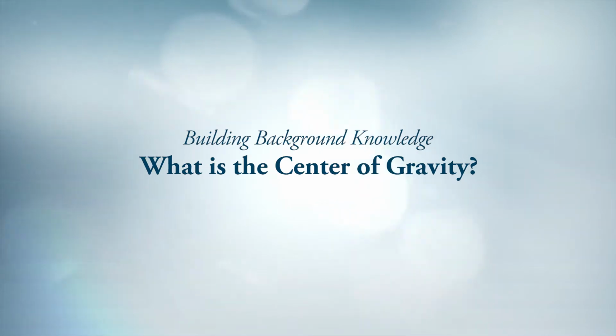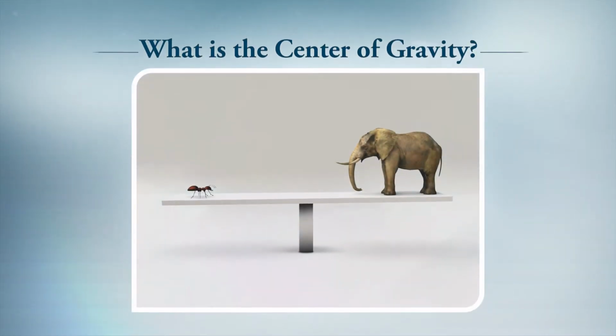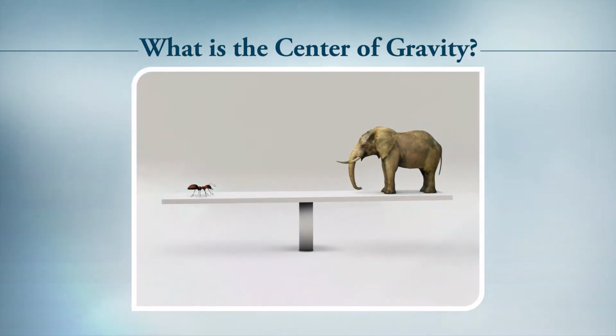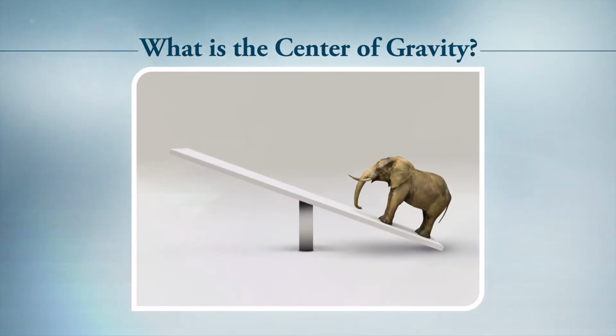Well, if you've ever played on a seesaw or supervised your students on one, then you and they have experienced its effects. Gravity results in all objects falling to the ground. But if you place two items on either side of a seesaw, like the ant and the elephant in this animation, what happens? That's right, only one item, the elephant, falls to the ground, while the ant goes flying into the air.